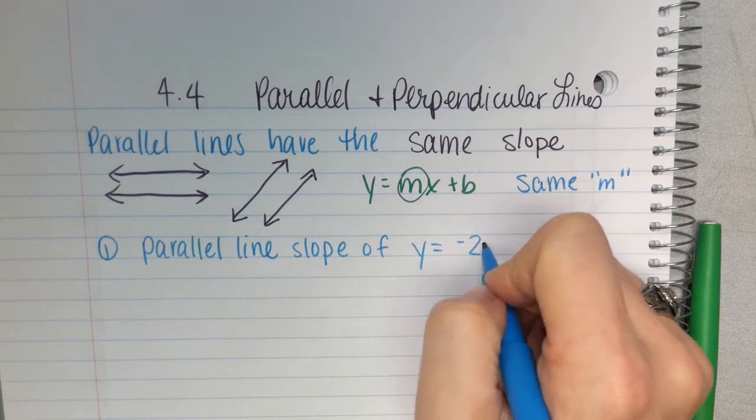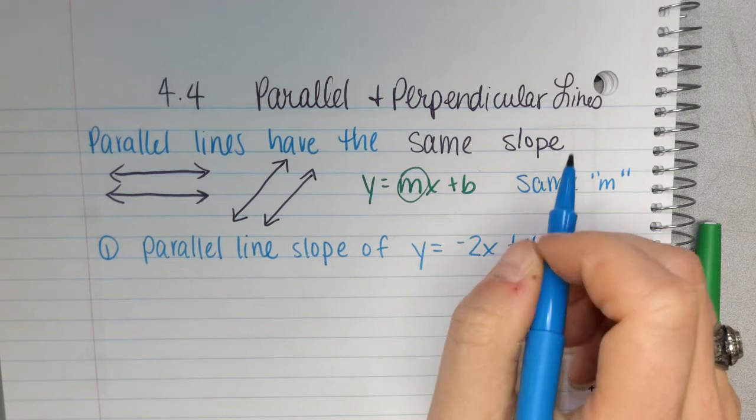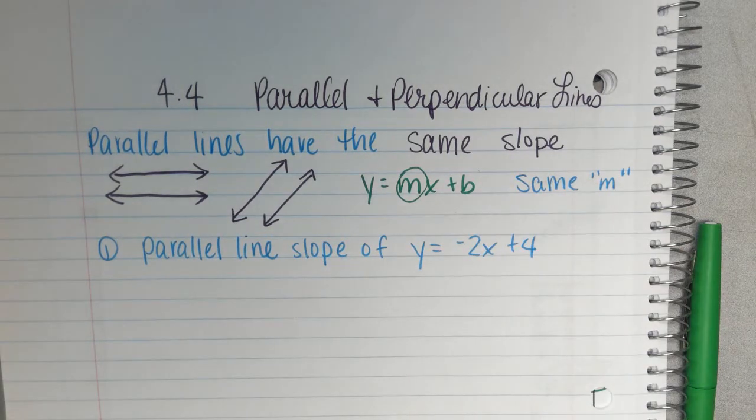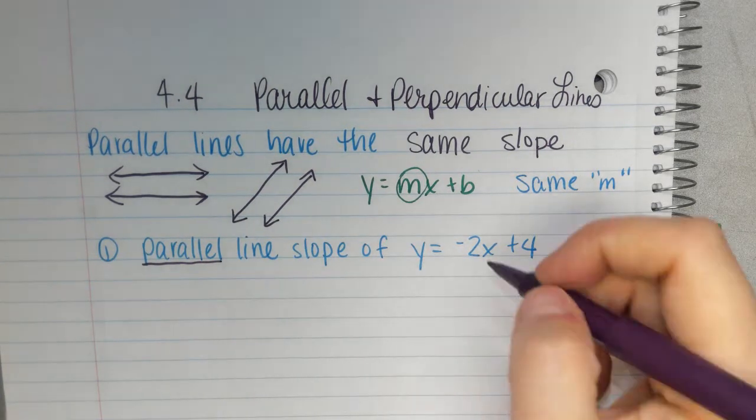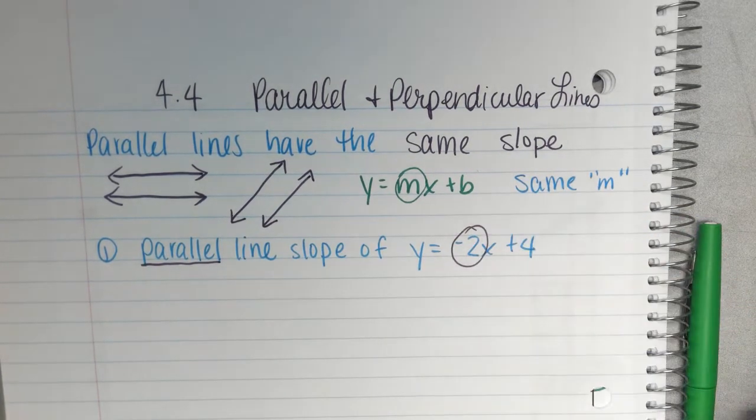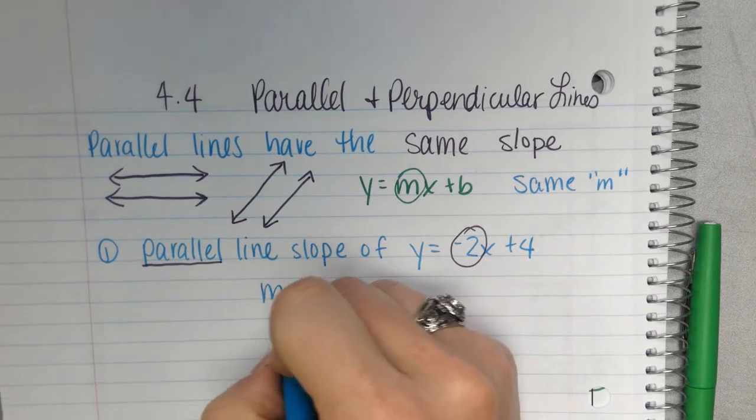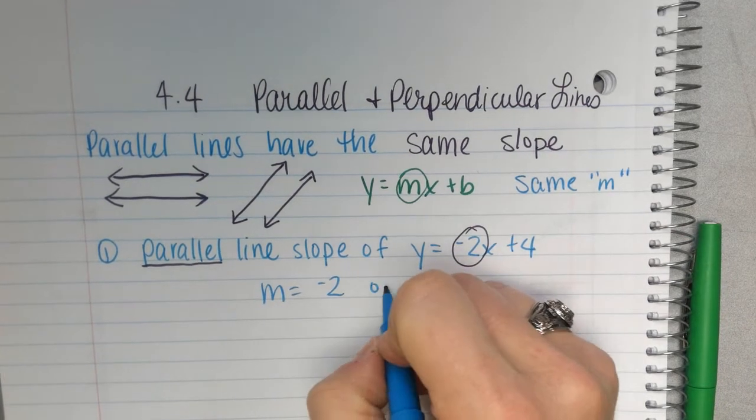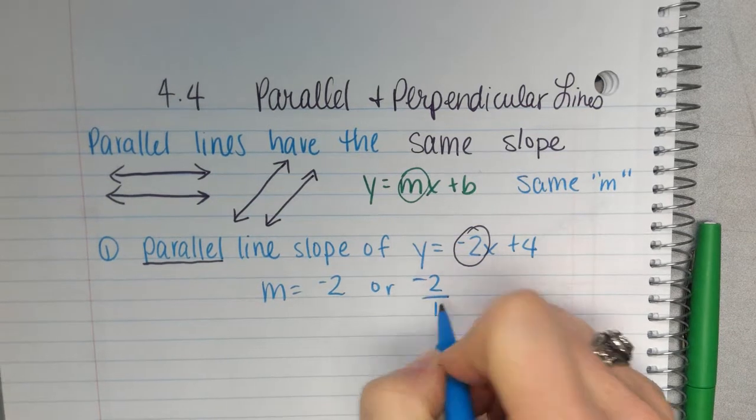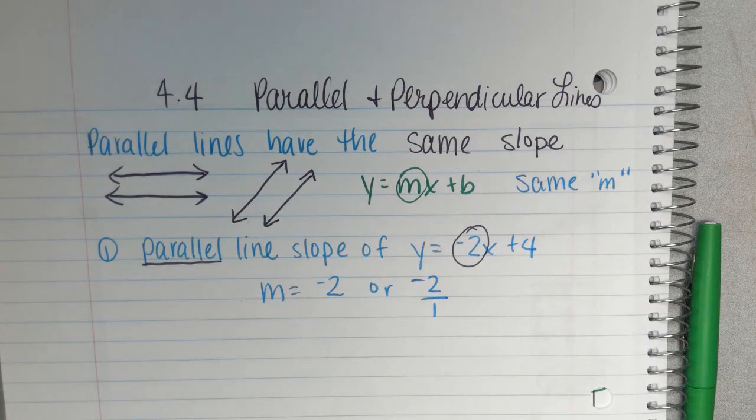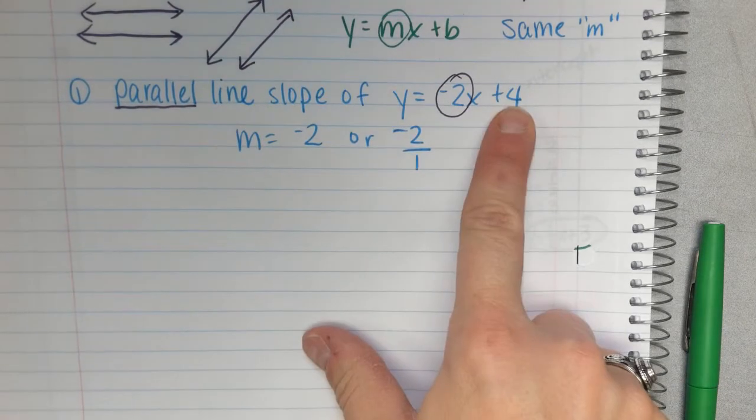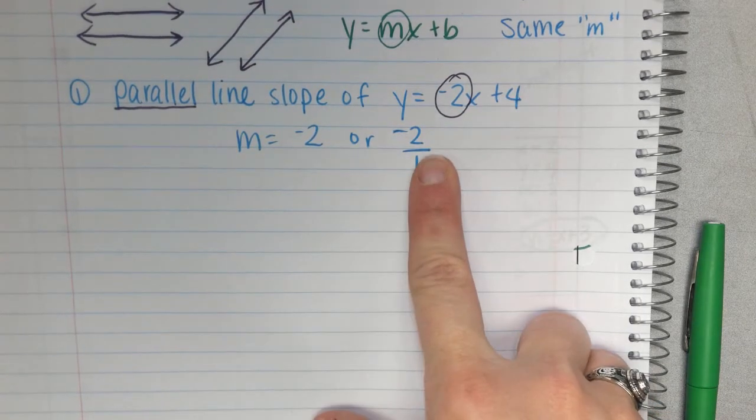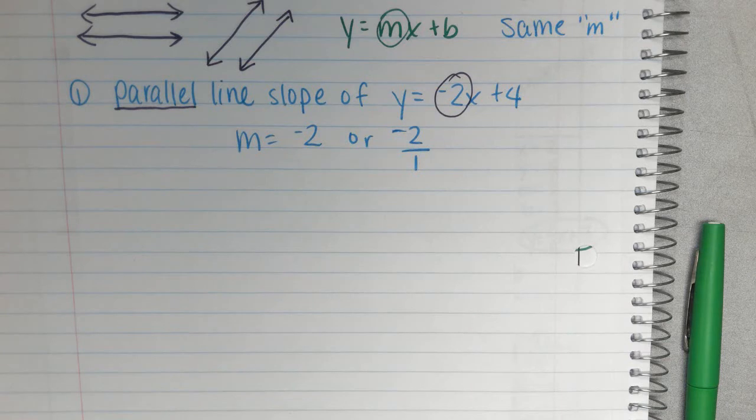So if I were to ask you, what is the slope of a line parallel to y equals negative 2x plus 4? Well, if it's truly parallel, then it's going to have the same slope. So the slope will be negative 2 or negative 2 over 1, right? Same thing. That's going to be the slope of a line parallel to that. It could have a different y-intercept, but it is going to have the same slope.